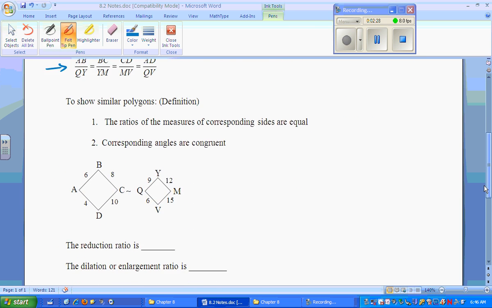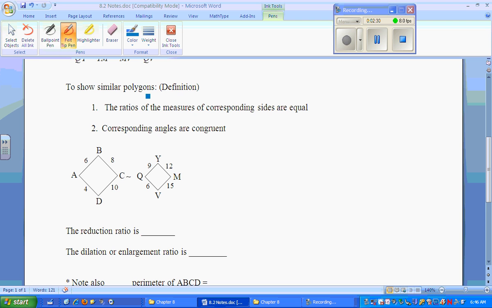Moving down towards the examples, to show similar polygons, by definition, the ratios of the measures of the corresponding sides are equal, and the corresponding angles are congruent. So the angles need to be congruent to make the exact same shape, but then the sides are proportional to each other. They do not have to be the exact same.